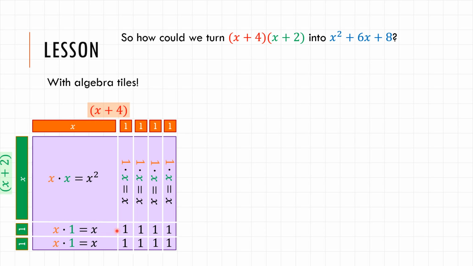Now, how did this help me find the multiplication of these two? And did it help me turn it into this? Not quite yet, but we're almost there. So I'll take that x squared. To it, I will add all of these x's, right? Because that is the area of each of these tiles. And I will also add the area of all of these square tiles down here.